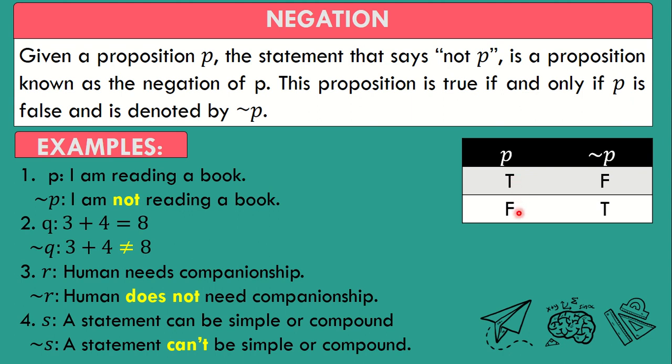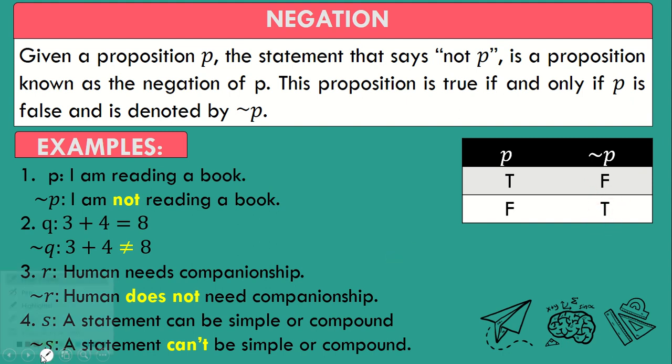Now, if we're going to negate that, as you can see, the truth value is reversed. So, if the proposition P is true, its negation is false. And if the proposition P is false, its negation is true.